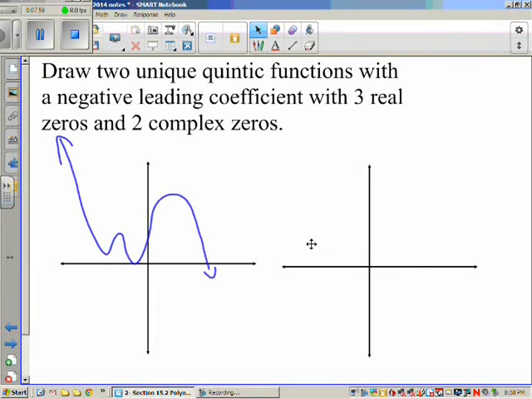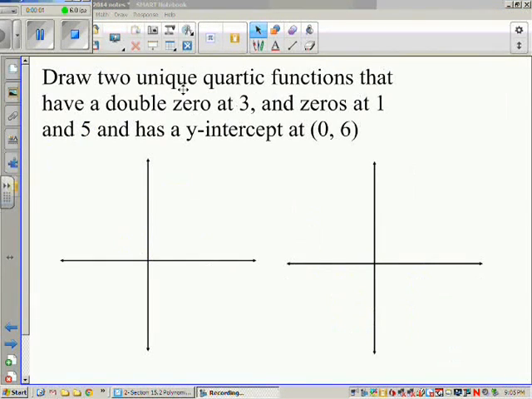All right, well here's two different, they're unique in that there's a double zero on the left here, single zero on the right, single zero on the left, double zero on the right, still decreasing generally from left to right with some squiggles. All right, this last example says to draw two unique quartic functions that have a double zero at 3 and zeros at 1 and 5, and also a y-intercept of 6.